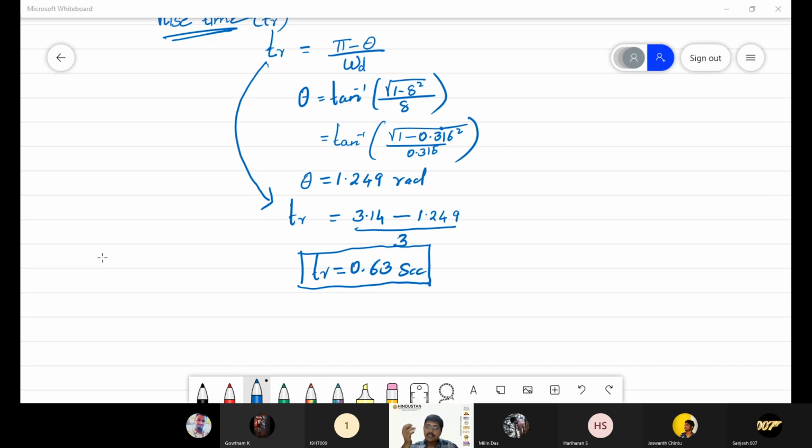If you want the delay time, you can easily find it, right? It is 50 percent of your rise time. Normally they won't expect it, but if you want, you can find it. That will be good.